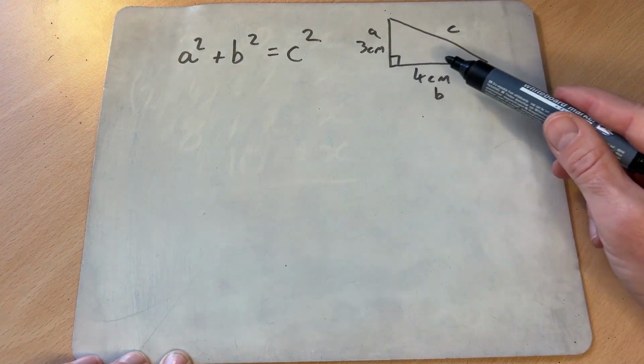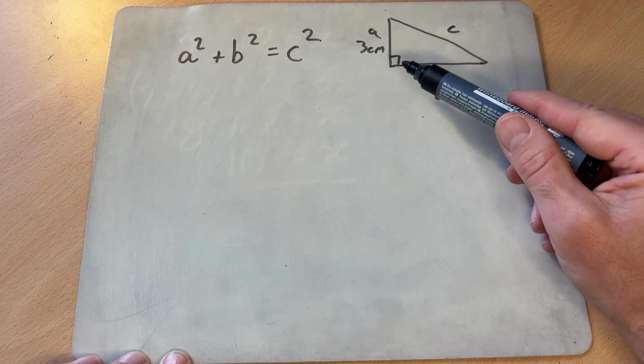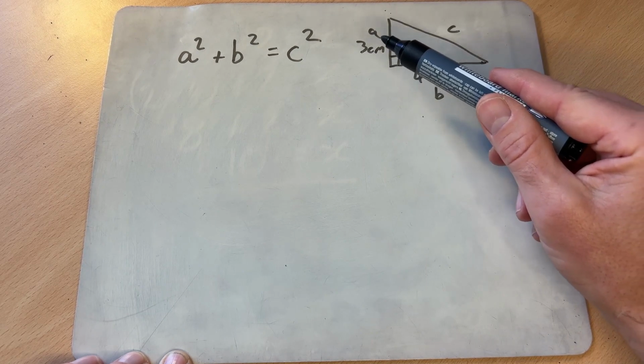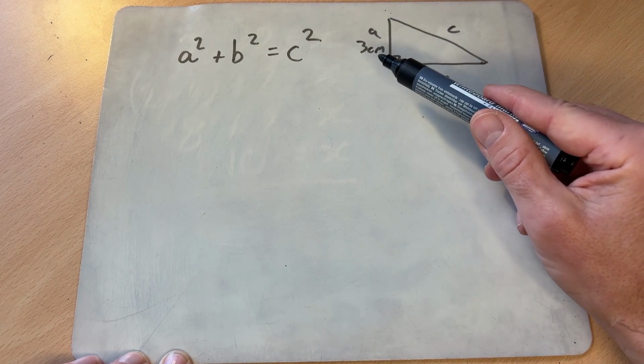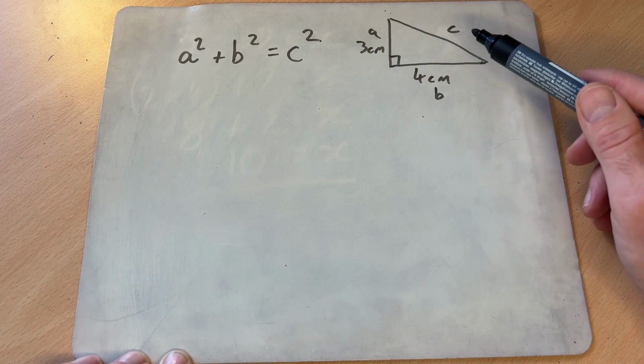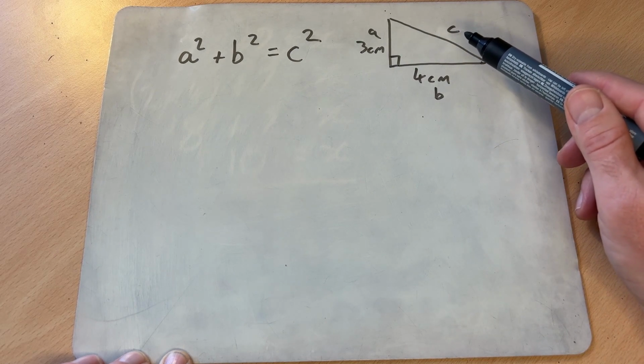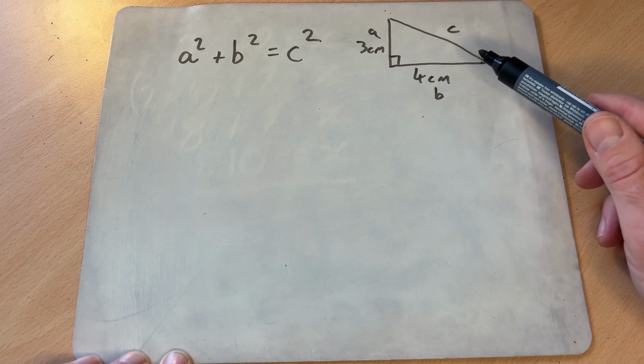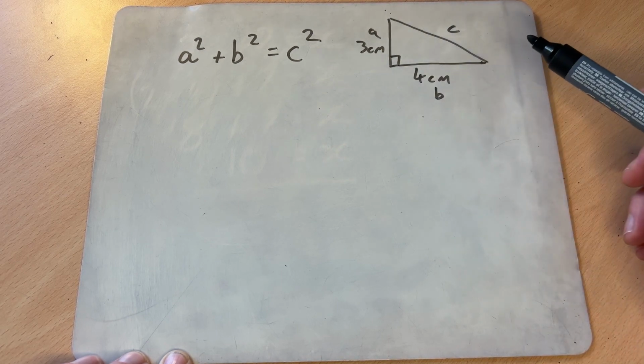Here's the triangle we're going to be using. You can see right angled triangle. The A side is 3 centimeters. The B side is 4 centimeters. And as you can see, we don't have a measurement for the C side, which is the hypotenuse. This longer side opposite the right angle.